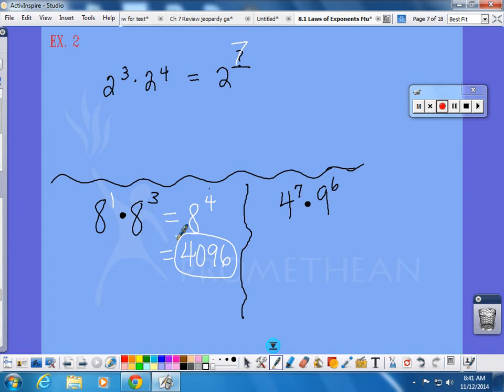This next problem does not have like bases at all. I cannot add the exponents if I don't have like bases. To simplify that problem, I just have to work out 4 to the 7th and 9 to the 6th. So using your exponent button, what is 4 to the 7th? That'd be 16,384. Does anybody agree? Yes. All right, and then 9 to the 6th? 531,441. Does anybody agree with that? Would you multiply those together?